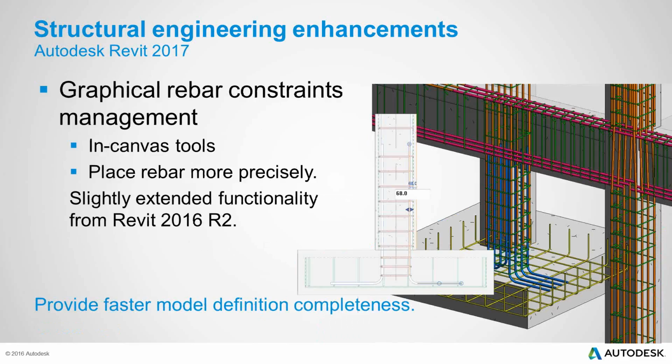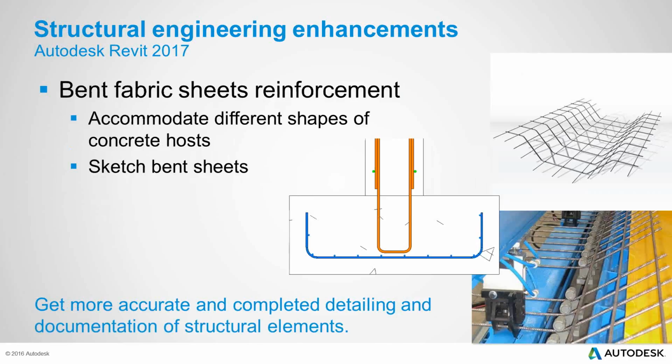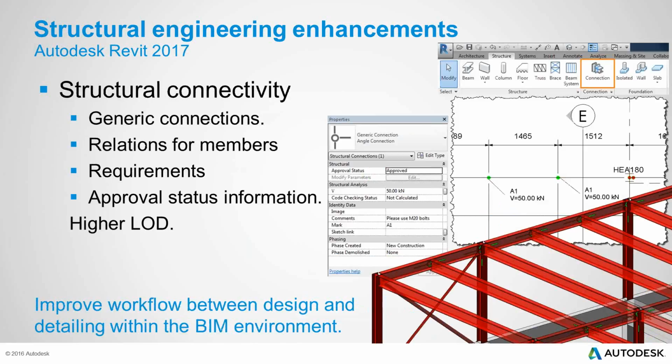Again, there's an enhancement. I believe in 2016 there was a feature that allowed you to place rebar more accurately in section elevation views. That's had another bit of a workover. So you can actually place the rebar in a host, and you can use temporary dimensions to place things really accurately. Bent fabrication sheets. So again, this represents a real-world scenario where you might have a rebar that runs through a slab that bends down, and that's now been incorporated into 2017.